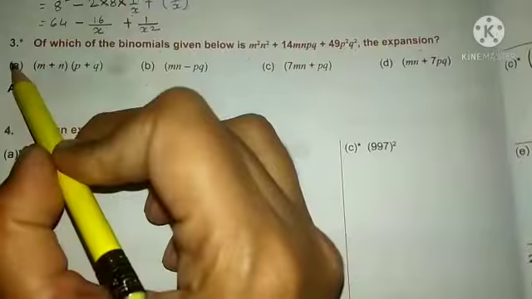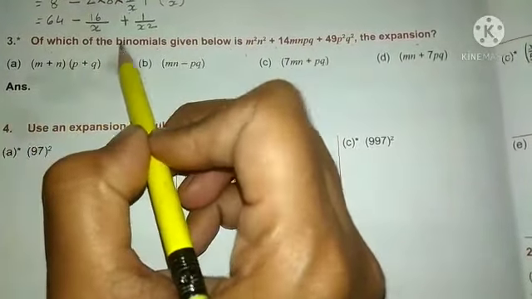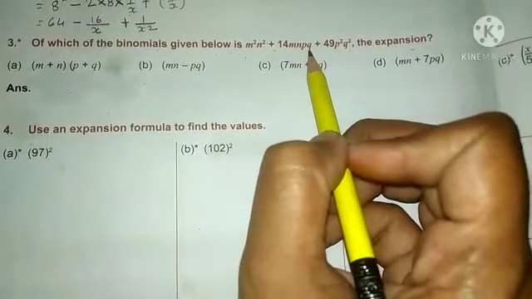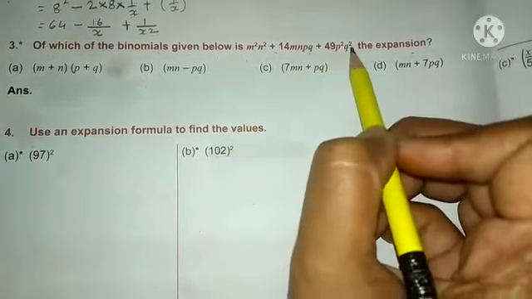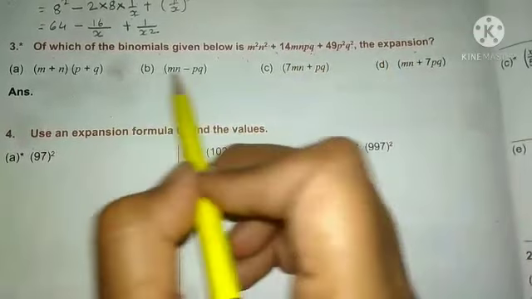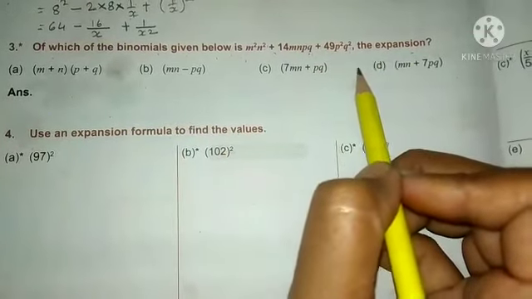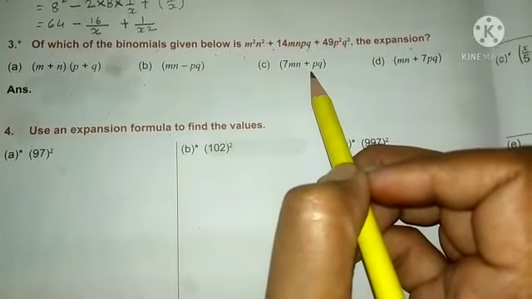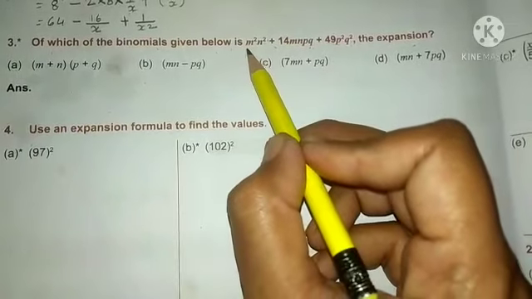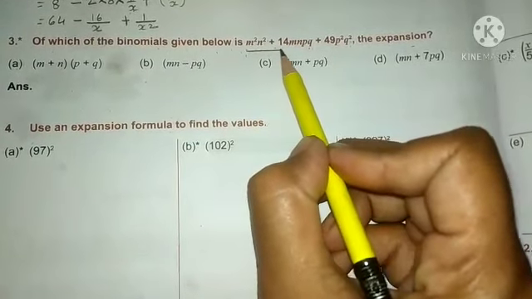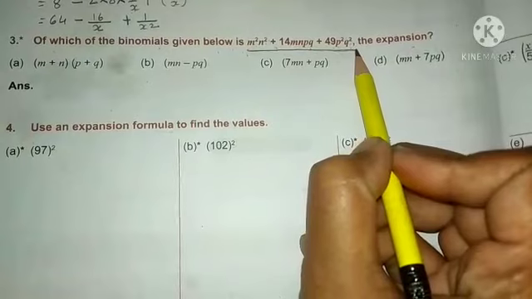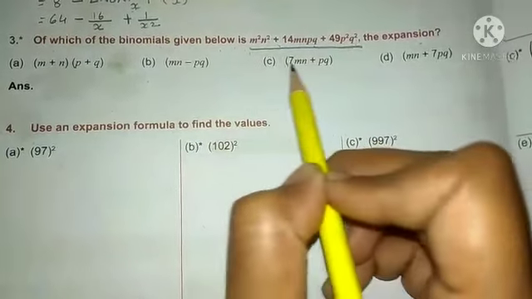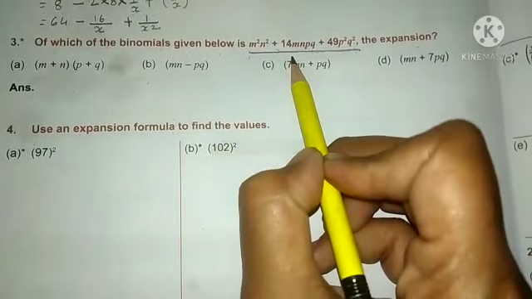Understood? Number 3. Of which of the binomials given below is m square n square plus 14mn pq plus 49 p square q square the expansion? So from the given options we have to find out which binomial you will expand to get this answer, that is m square n square plus 14mn pq plus 49 p square q square. So let's find out which binomial you will expand to get this answer.